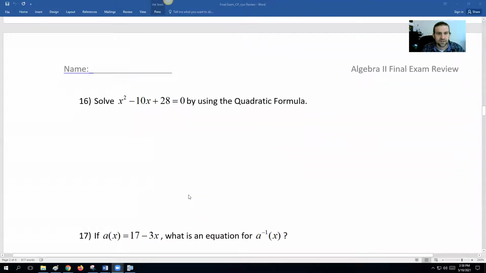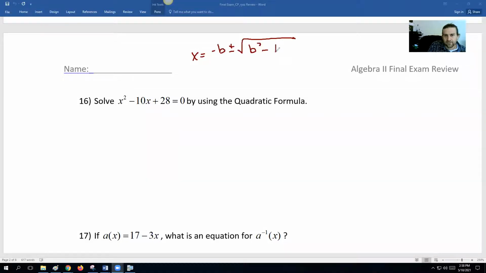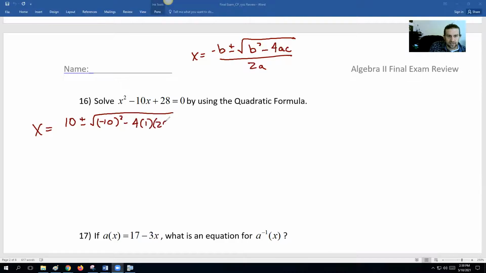So that was one way we learned how to solve. The other way we learned how to solve was using the quadratic formula, which is x equals -b plus or minus the square root of b squared minus 4ac all over 2a. And so in this case, here we go, we got x equals, if b is already negative, it's going to turn positive, plus or minus the square root of b squared minus 4 times a is 1 and c is 28, all over 2 times a is 1. Okay, so we got 10 plus or minus the square root of, that'd be 100 minus 4 times 28. What is that? 100 minus 4 times 28, that's -12.